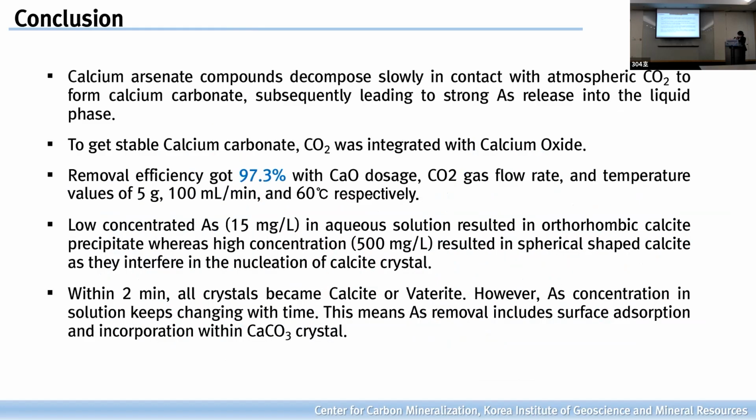And the conclusion: calcium arsenate treatment has a limitation, so integrated carbonation was used to overcome this limitation. Finally, the removal efficiency was about 97.3%. And the crystal shape of calcite changes according to the concentration of arsenic. After around 2 minutes, all crystals become calcium carbonate. Arsenic removal includes surface adsorption and incorporation with the calcium carbonate crystal.